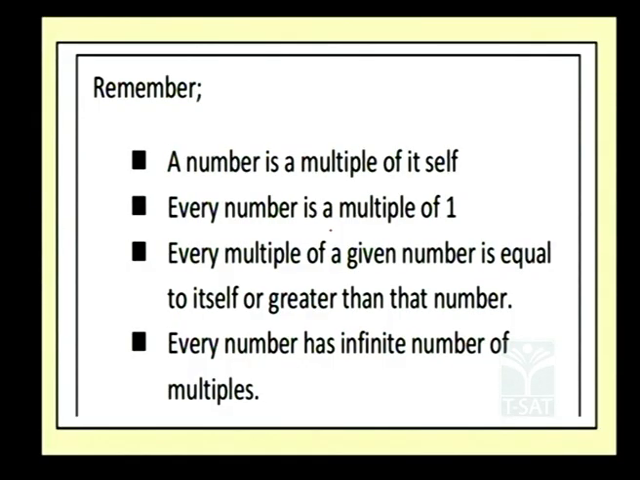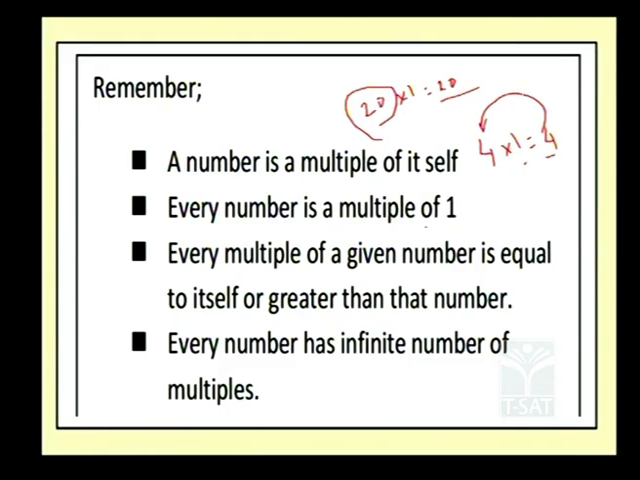You observe on the screen, a number is a multiple of itself. Yes, isn't it? See, 4 into 1 equals 4. So, when 4 is multiplied by 1, the product is 4. So, this 4 is a multiple of this 4. Like that, 20 into 1 gives 20. So, this 20 is a multiple of this 20. So, like this, a number is a multiple of itself, and every number is a multiple of 1, isn't it? So, 1 into 4 is 4, 1 into 20 is 20.